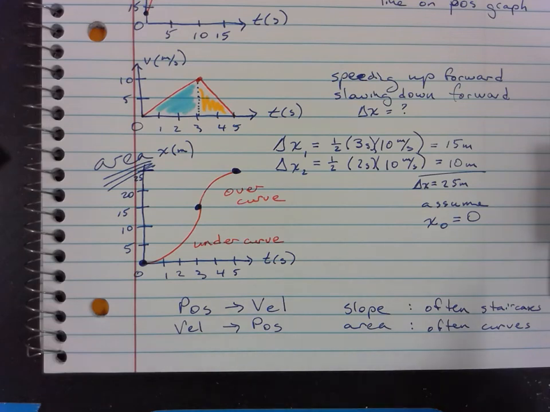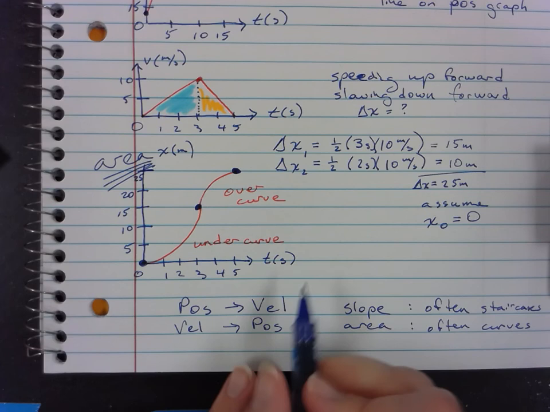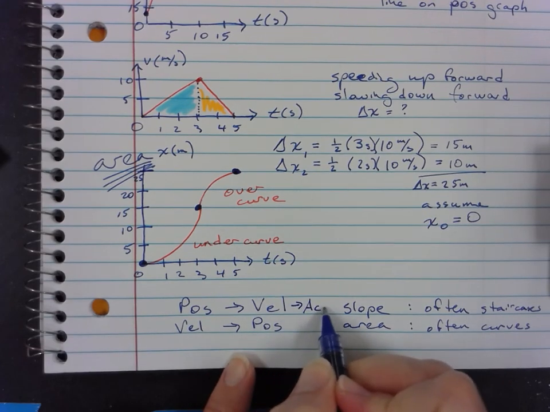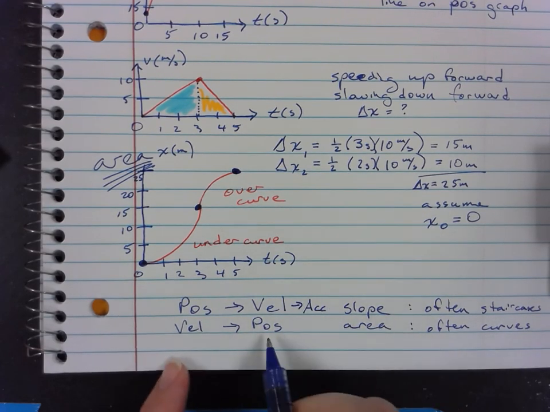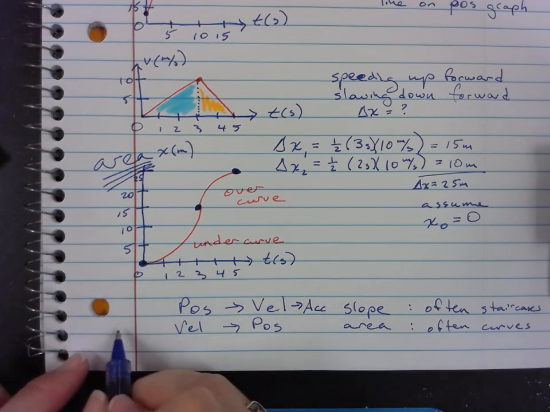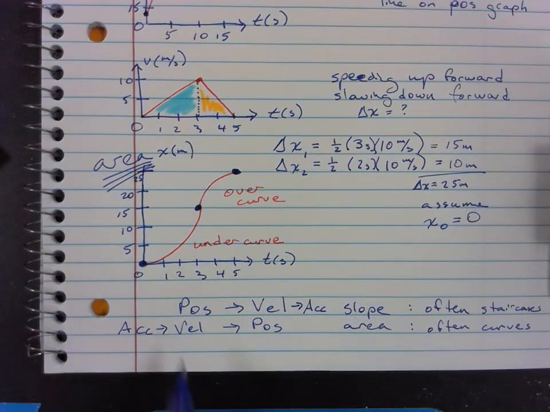So the slope of the position graph gives the velocity. The area of a velocity graph gives you back the position function. The same things also apply to acceleration. If you want to go from velocity to acceleration, you use slope. If you want to go from acceleration to velocity, you use area.